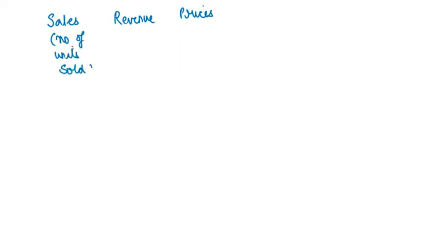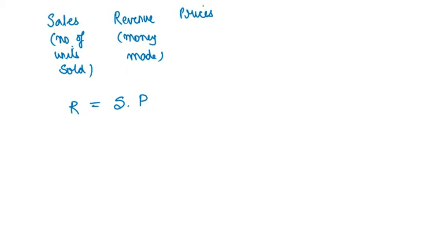Now, what is the formula between sales, revenue, and price? What does sales mean? Sales means number of units sold. What does revenue mean? Money made. So what is the relationship? Obviously, revenue is equal to sales into price.